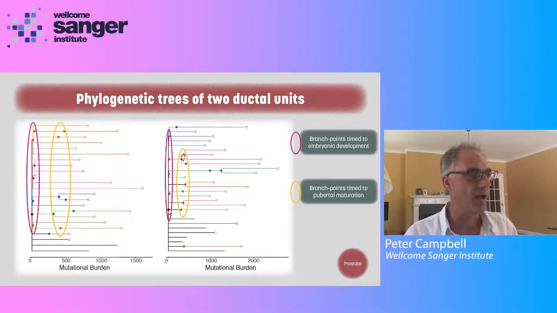Then you can see that there's a wave of coalescences, branch points here and here, occurring at around 300 to 500 mutations of molecular time, really quite a concentration of them over quite a small period of time. And we know from our estimates of mutation rate that the timing of coalescence at around 300 to 500 mutations is most likely the time of puberty, so around 12 to 17 years of age.